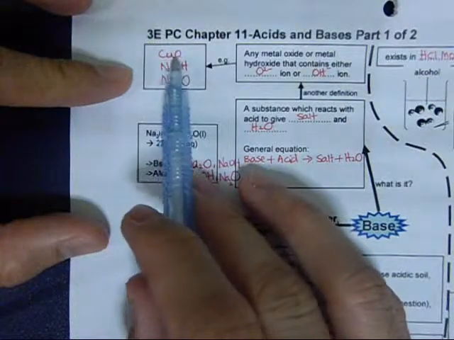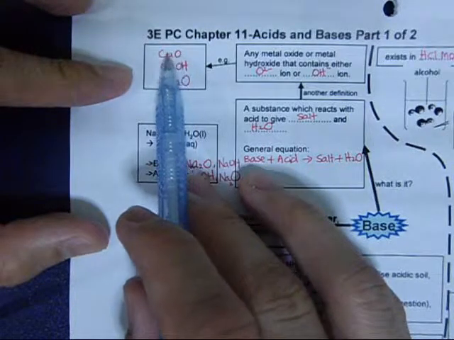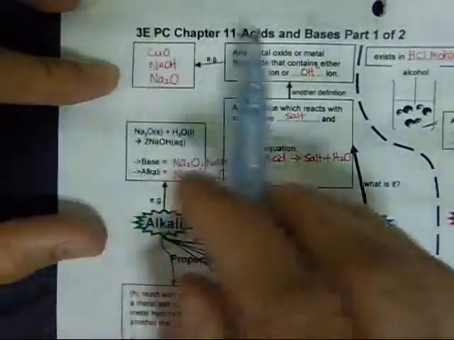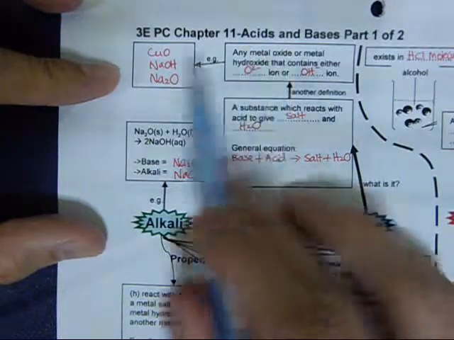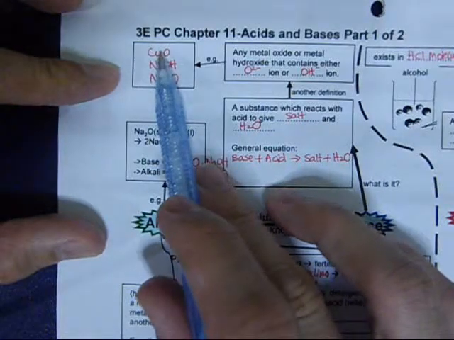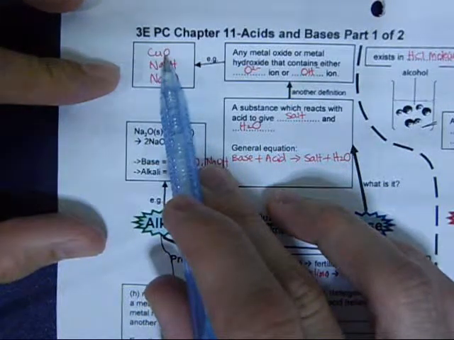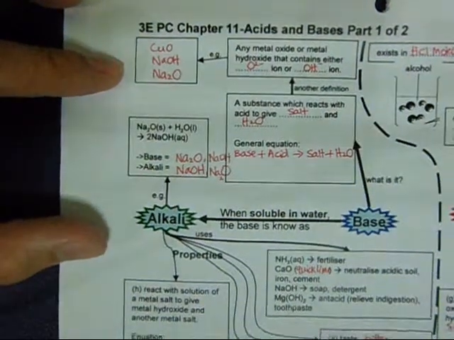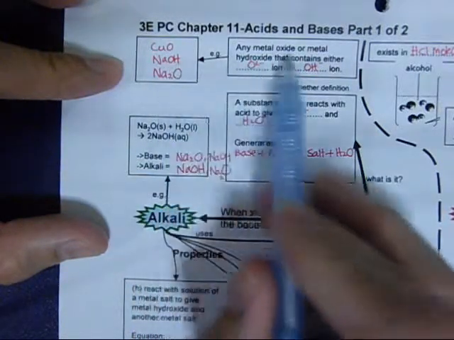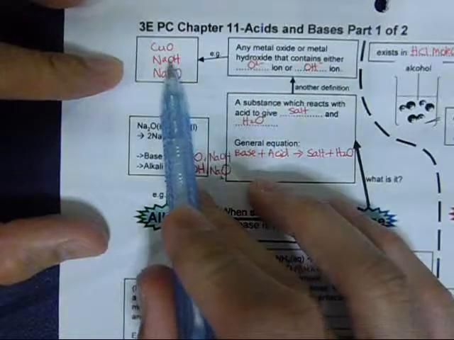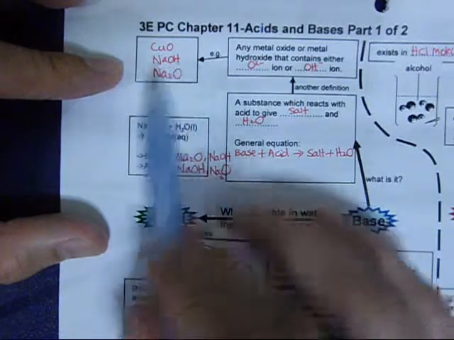Now let's look at copper oxide. Copper oxide doesn't dissolve in water. Copper oxide is a base because it is a metal oxide, and all metal oxides are bases. But because copper oxide doesn't dissolve in water, it is not an alkali. So copper oxide is a base, but not an alkali. Sodium hydroxide is a base and alkali. Why is it a base? Because all metal hydroxides are bases. Since sodium hydroxide can dissolve in water, it is also an alkali.